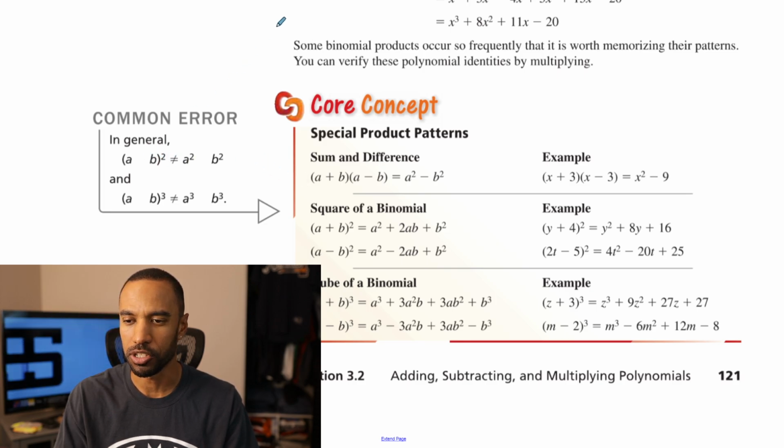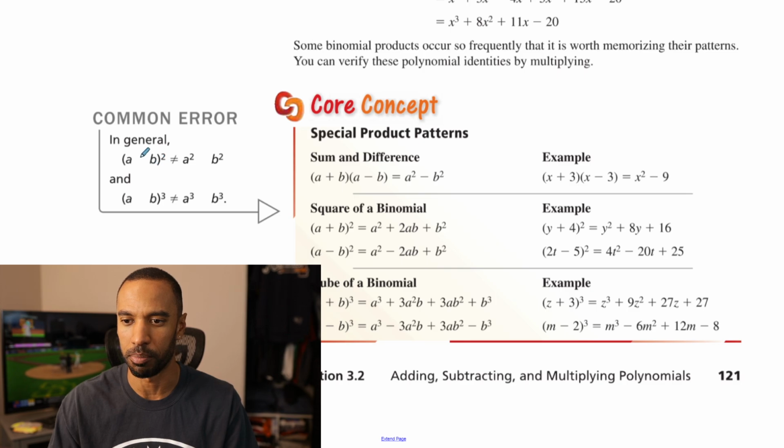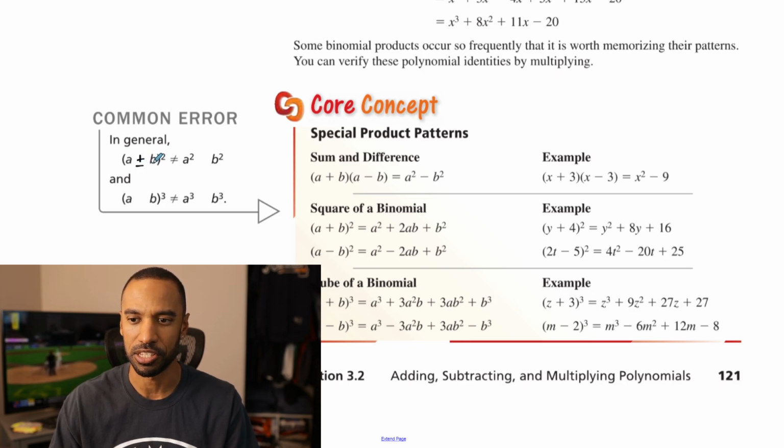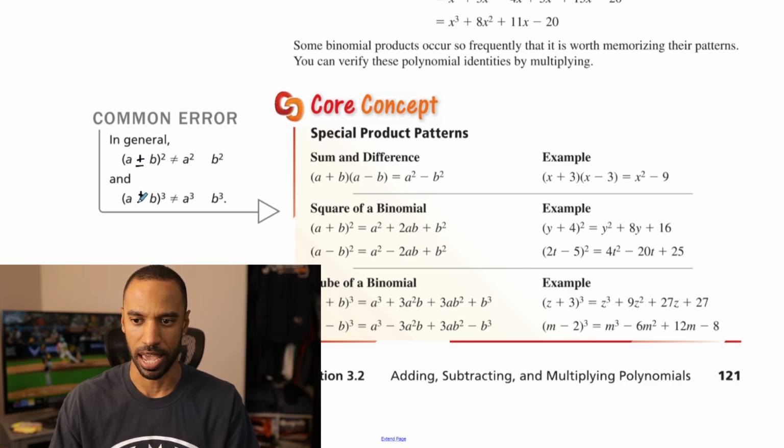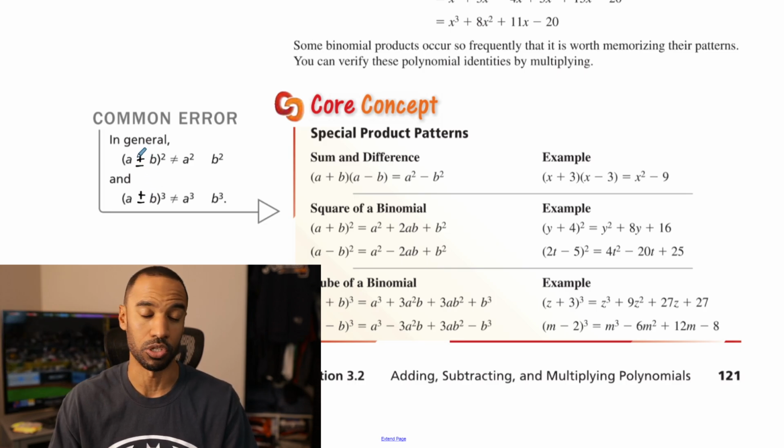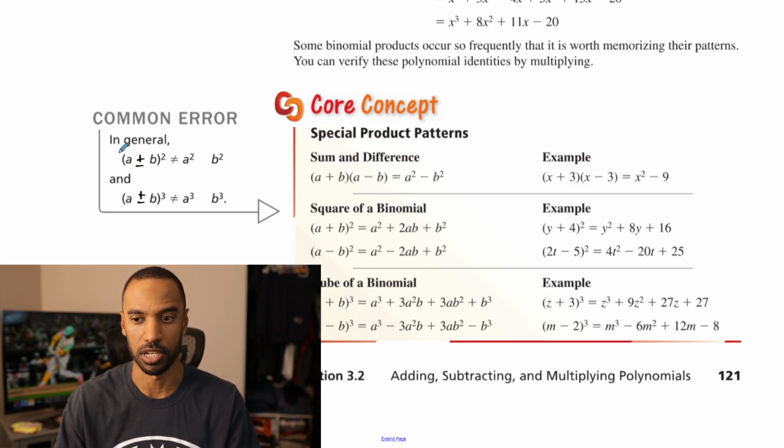I don't know why the plus or minus, sorry, this thing suddenly showed up here. I don't know why it doesn't show up here. I'm guessing that they're going to show these. In general, this is huge for you guys to look at. I want everyone to look at this over here. I'm going to call attention to it.